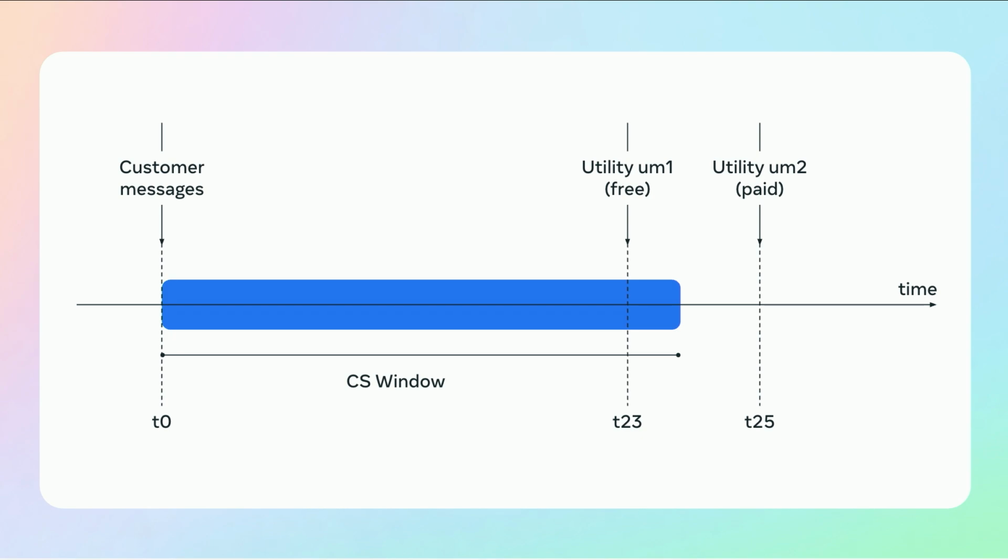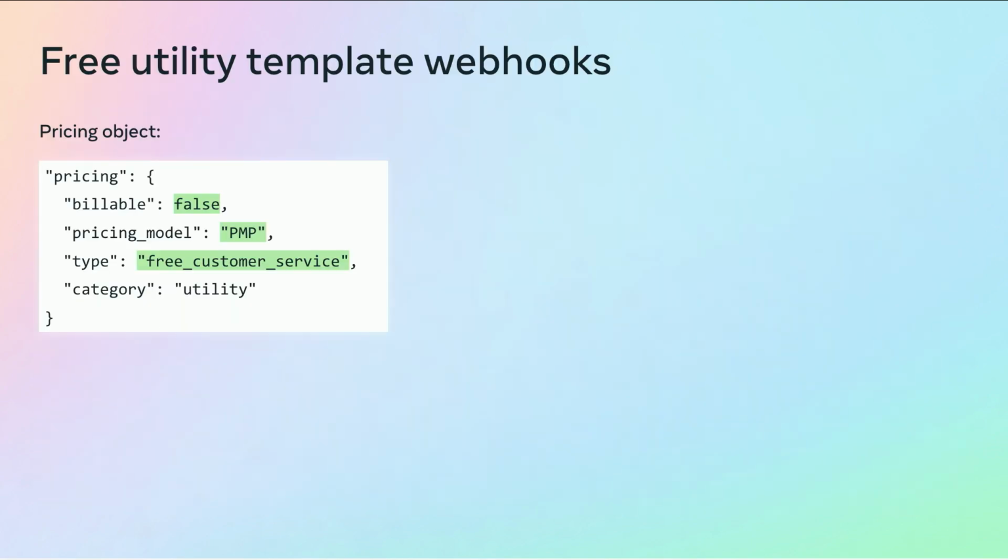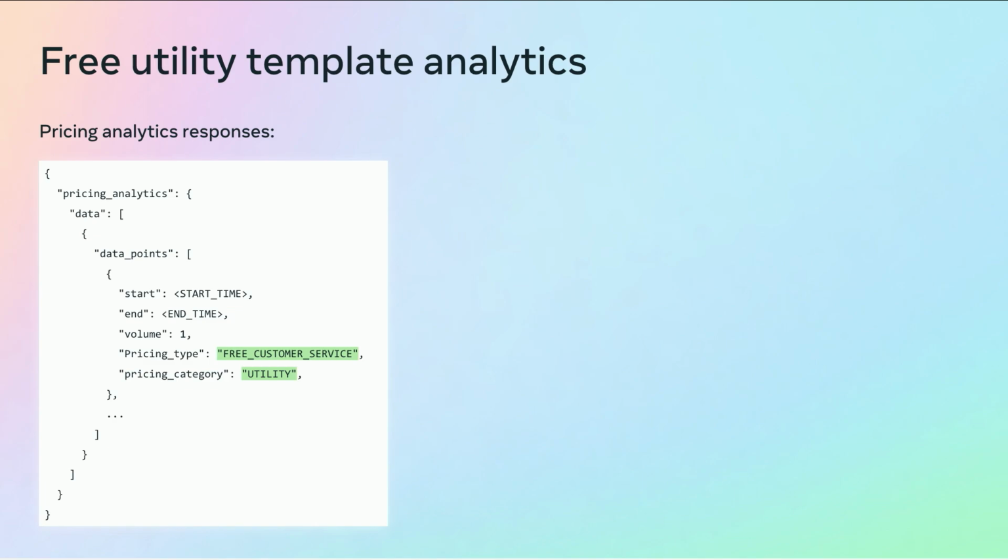This is not changing. You can use the pricing object in status messages webhooks to determine if the webhook is associated with a free or billable utility template. Regarding pricing analytics, free utility template messages will have the following values in data point objects returned in the response.